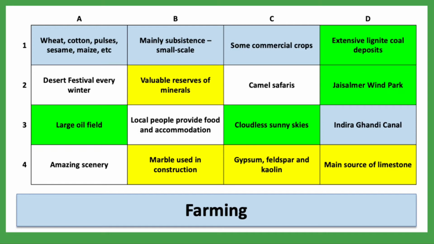But you do have the Indira Gandhi Canal that was built in the 1950s to provide irrigation, and that has made it possible to farm in what was a really barren area.